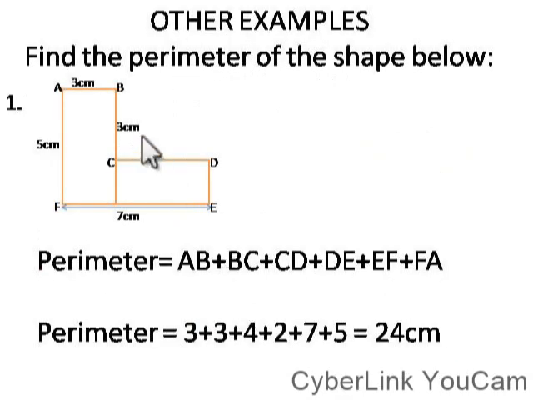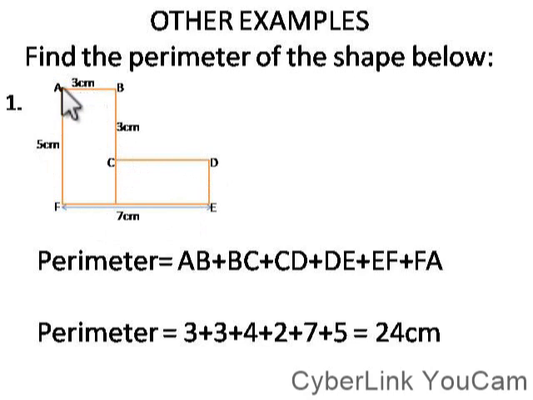Here we have a mixed shape. Find the perimeter of the shape below. Alright, so for us to get the perimeter of this particular shape, we have to find the sides that are not given. But recall that we said that the perimeter of any given shape is the distance around that shape. That is to say, we add all the sides of that shape. That gives us the perimeter of that particular shape.